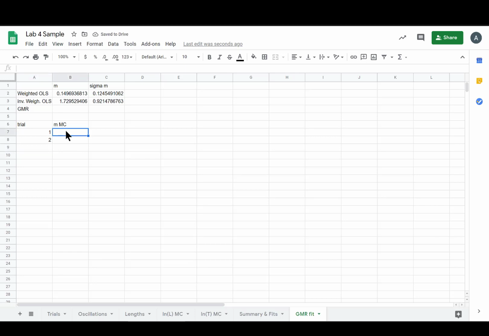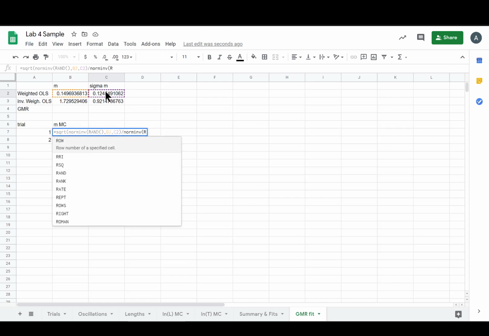For our MMC, remember that we're taking the square root of our weighted OLS divided by our inverted weighted OLS. And we're doing it in MC, so we're going to use norm inverse, and we're going to use their sigmas. So our first one is going to be weighted OLS. So we write that as norm inverse rand, because we're taking a random choice, and the distribution is defined by this one and this one. And there's our norm inverse, and then we're going to divide it by the other norm inverse. Rand, and we want this one.